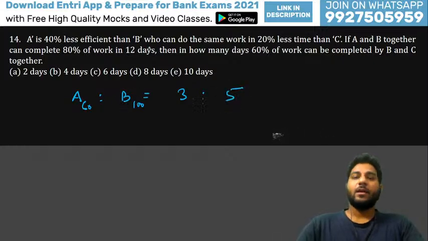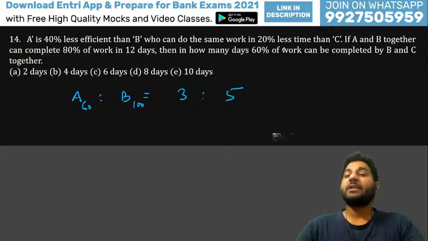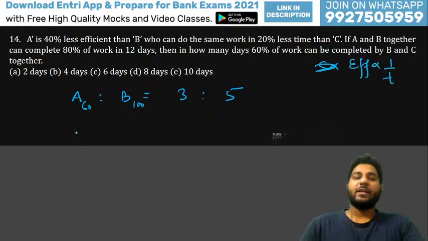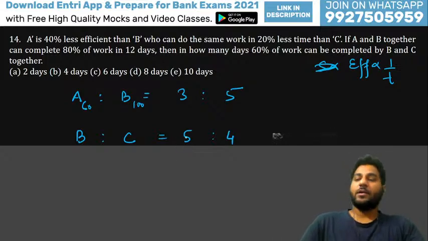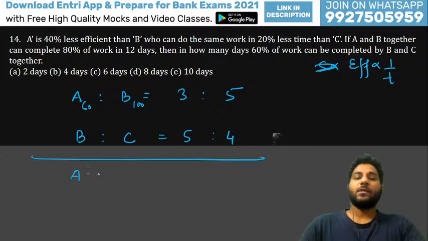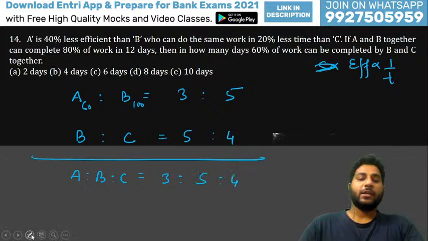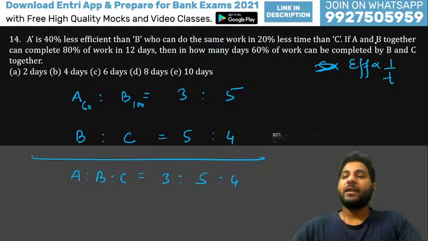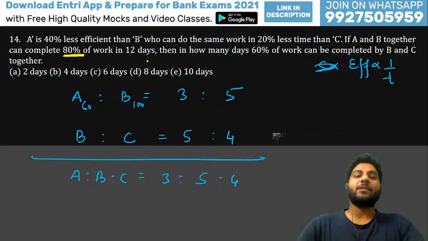And after that, B can do the same work in 20% less time. As you all know that speed, or efficiency, is inversely proportional to time. That means B and C's comparison makes 5:4, 80 and 100. Now, as you all know, once you compare A, B, C, the efficiency will become 3, 5 and 4. Now let's figure out the total work. And one more statement has been given: if A and B together can complete 80% of the work in 12 days.